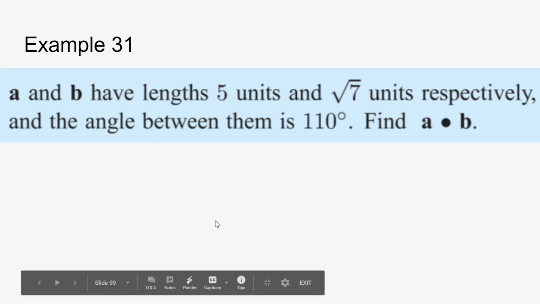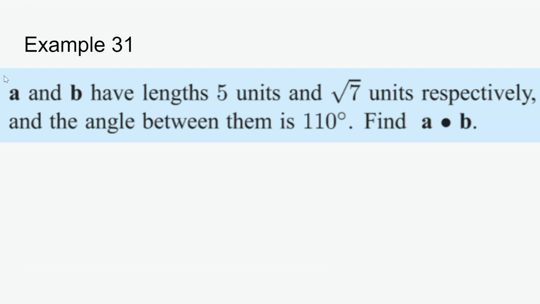Let's take a look at one more example. It says vector A and vector B have lengths 5 units and root 7 units respectively. So vector A is 5 units and vector B is root 7 units, and the angle between them is 110 degrees. It says find A dot B, vector A dot vector B.